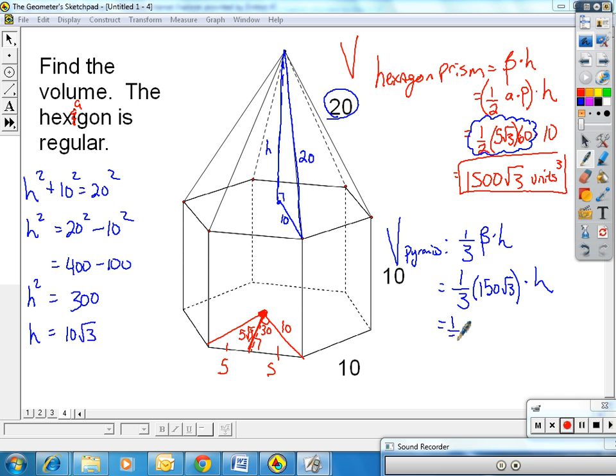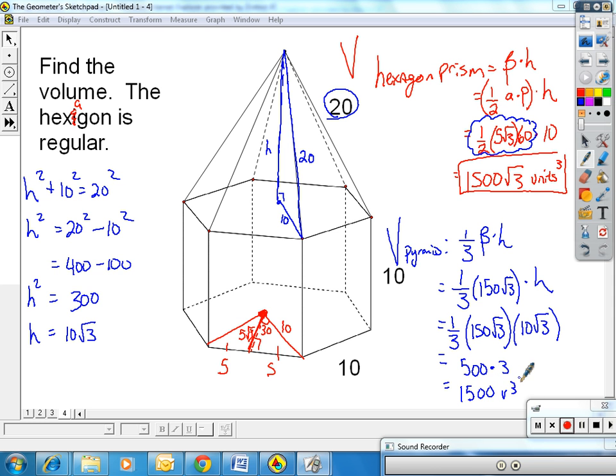So now I can finish this. 1/3 times 150 root 3, multiply that by 10 root 3. So I've got 10 times 150, divide that all by 3. That gives me 500. Multiply, I've got root 3 times root 3, it's just 3. So 1500. Isn't that interesting? Comes out with the same volume.